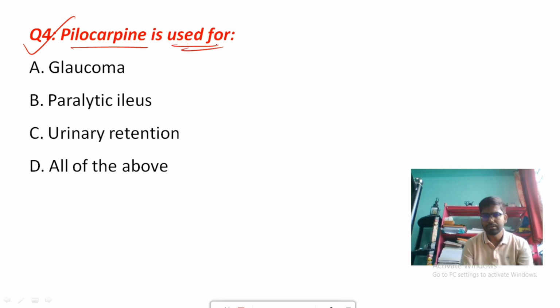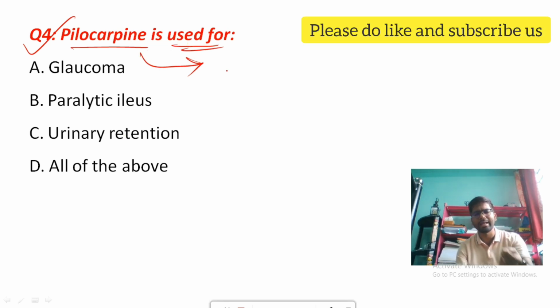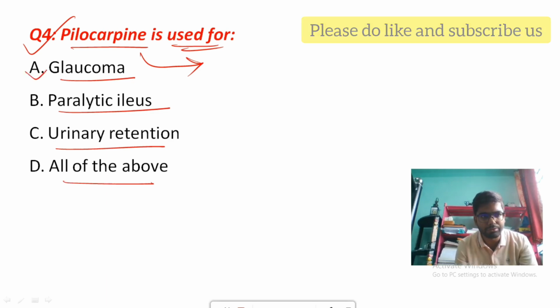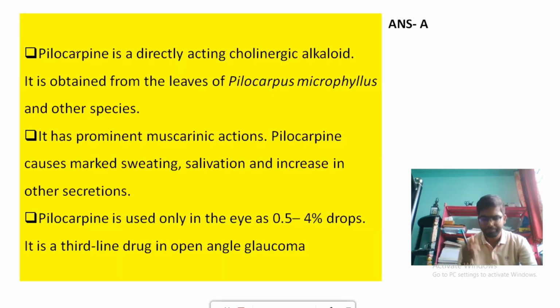Pilocarpine is used for what? Pilocarpine is a directly acting cholinomimetic drug and it's an alkaloid. Options are glaucoma, paralytic ileus, urinary retention, and all of the above. Pilocarpine is used generally in open angle glaucoma. It's a third line drug in open angle glaucoma, so your answer will be glaucoma.